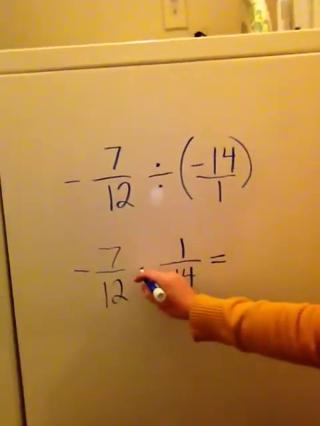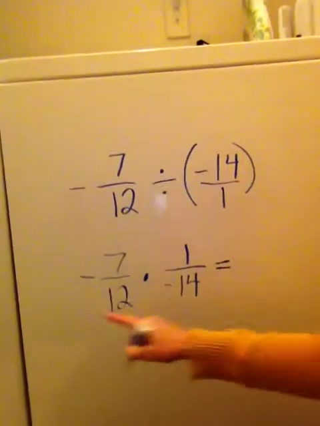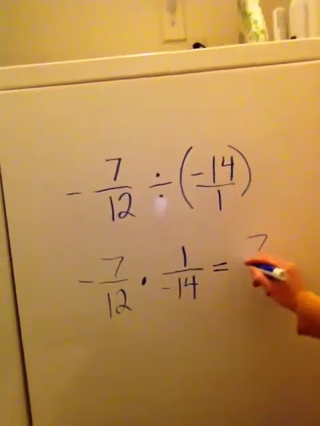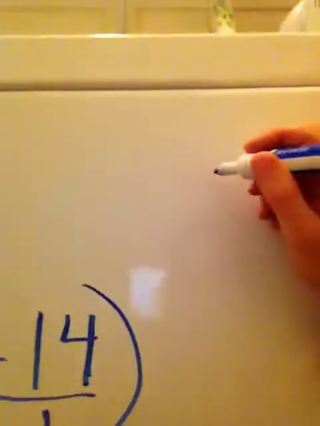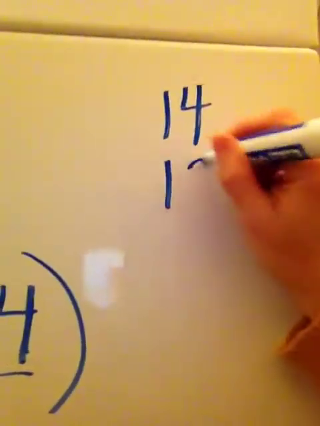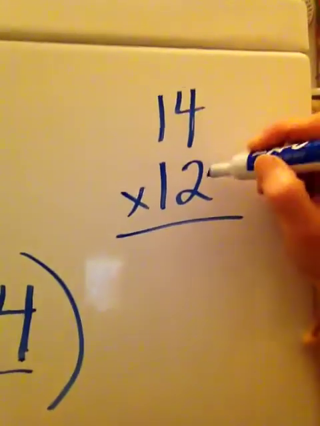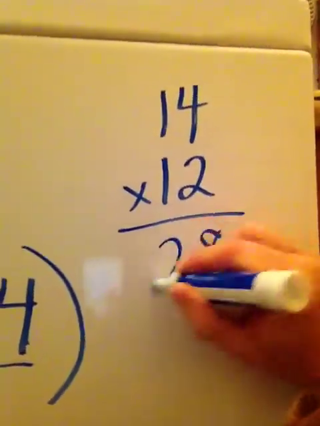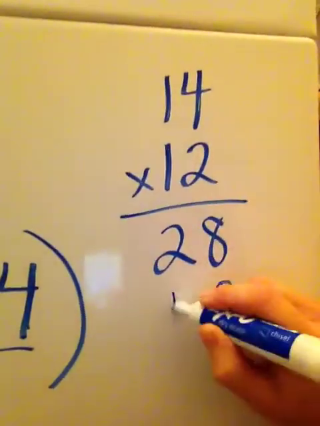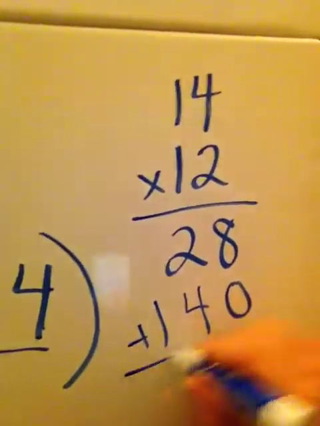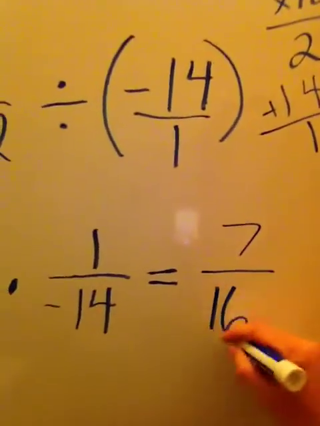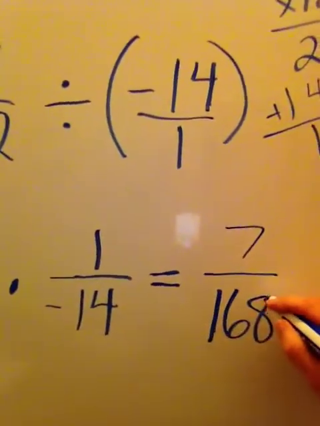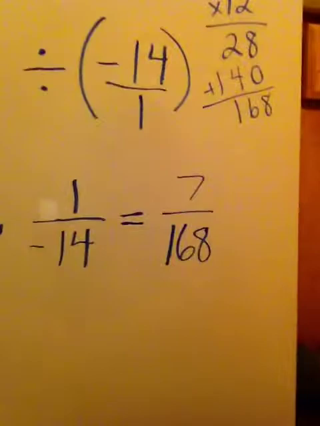Now it's multiplication, so I just times straight across. 7 times 1 is 7. 12 times 14, that one's a little trickier. You might need to do 14 times 12 on the side. 4 times 2 is 8. 2 times 1 is 2. 1 times 4, and 1 times 1. Add them together, 8, 6, and 1. So down here we get 168. 7 over 168. Okay, is it reduced?